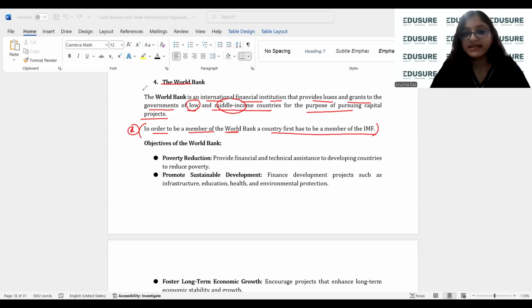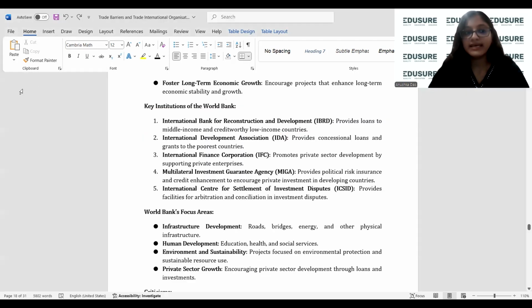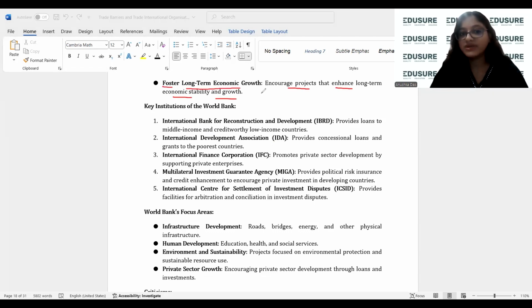Now there are different objectives. See here, objectives: poverty reduction, provide financial and technical assistance to developing countries to reduce poverty. This is one of the objectives. Promote sustainable development, finance development projects such as infrastructure, education, health, environmental protection. All these are the objectives. To promote sustainable development is one of the objectives of the World Bank. Then see what else you have. Foster long-term economic growth, encourage projects that enhance long-term economic sustainability and growth.